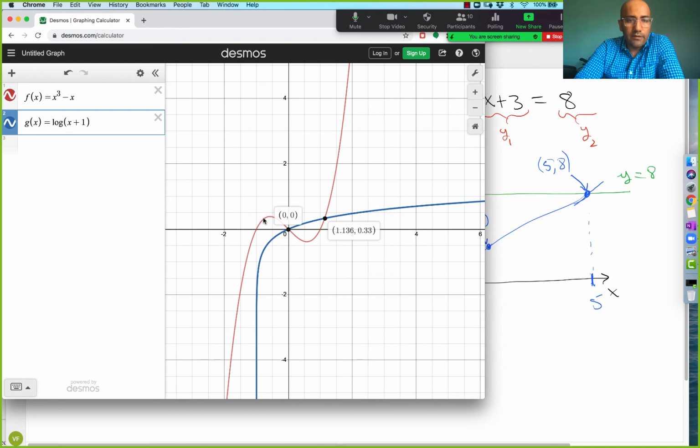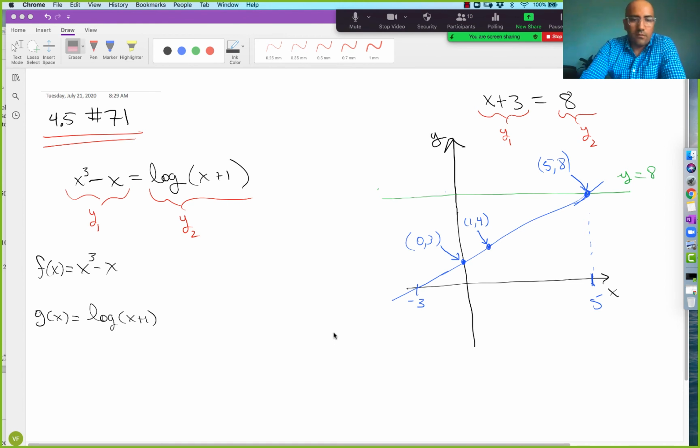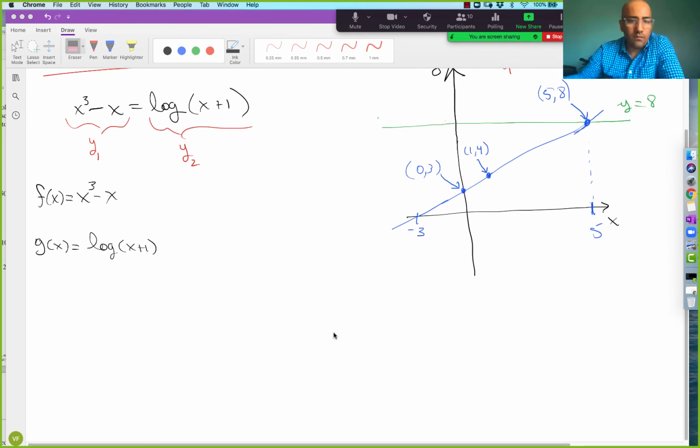Good. So here is the left-hand side of my equation, and here's the right-hand side of my equation, and they have these two ordered pairs in common. So the x-coordinates are going to be my solutions. Good. So 0, and 1.136. Okay, so going back over here.